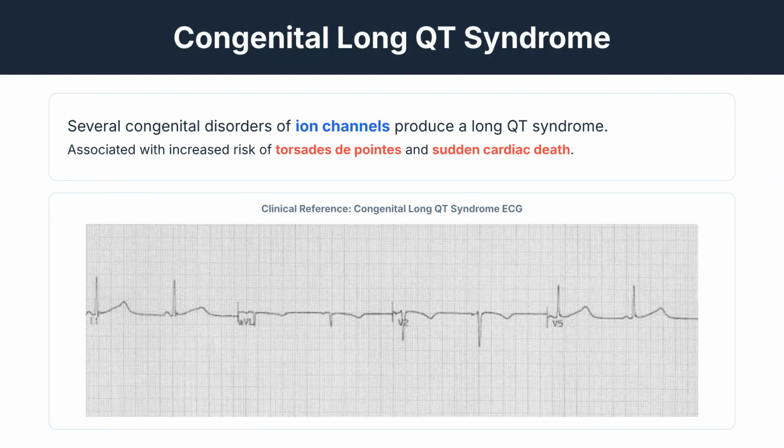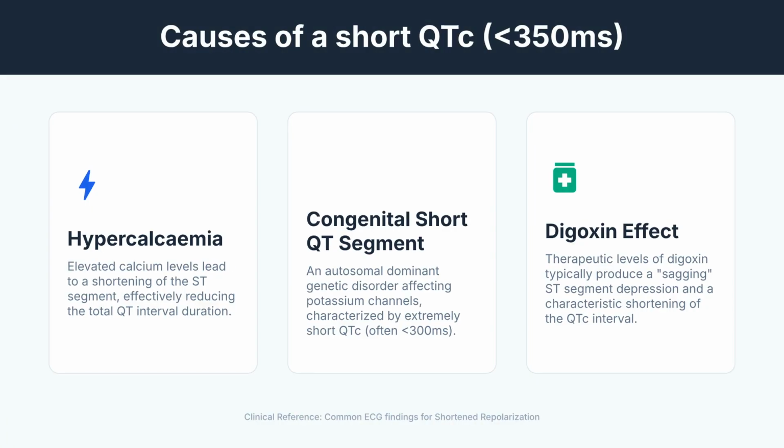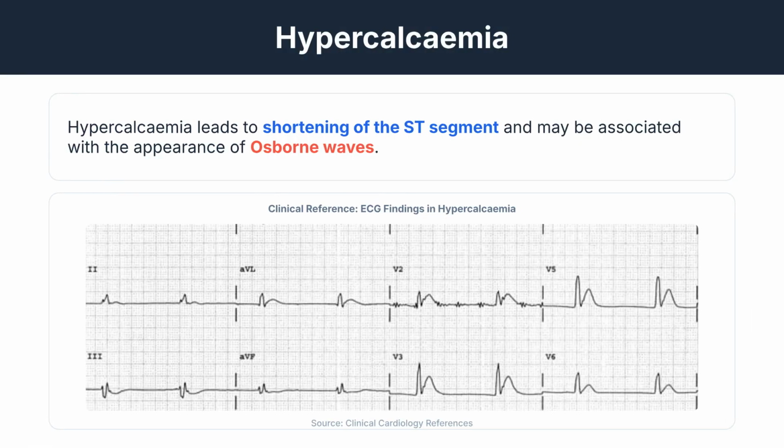Congenital long QT syndrome is an inherited disorder affecting ion channels that leads to prolonged QTc. This condition is associated with a high risk of torsades de pointes and sudden cardiac death. Causes of a short QTc, less than 350 milliseconds, include hypercalcemia, congenital short QT syndrome, and the characteristic digoxin effect on the ECG. Hypercalcemia leads to a shortening of the ST segment, which effectively reduces the total QT interval.